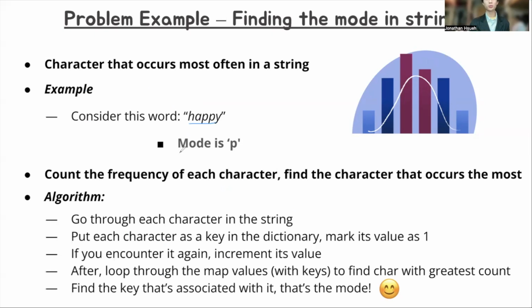So here's our algorithm. We're going to go through each character in the string, and if we find it, we'll put it in the dictionary and we'll assign it a value of 1. We found it once. If we find it again, we're going to add 1 because we found it again. And after that, we're going to loop through all the values in our dictionary to find the character that occurs the most. Find the key slash character that's associated with it. That's the mode. It's that simple.